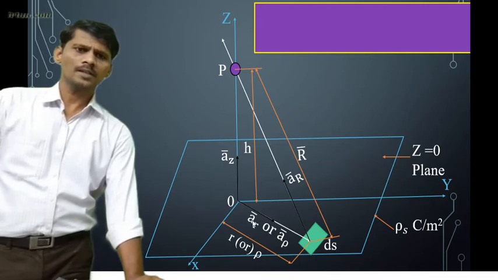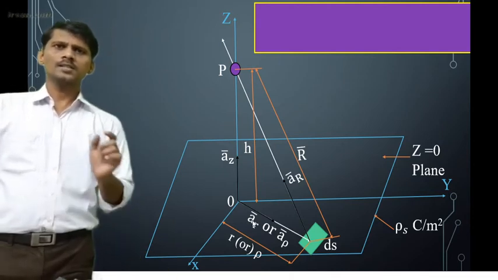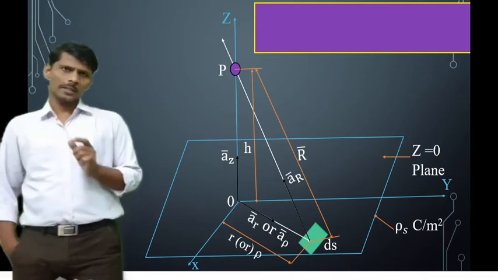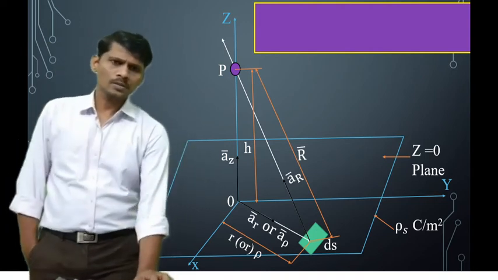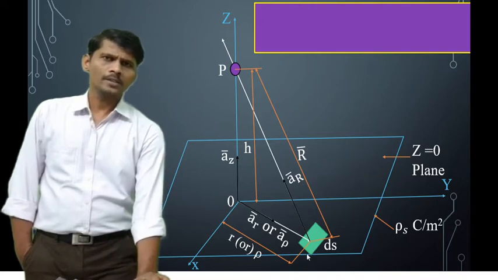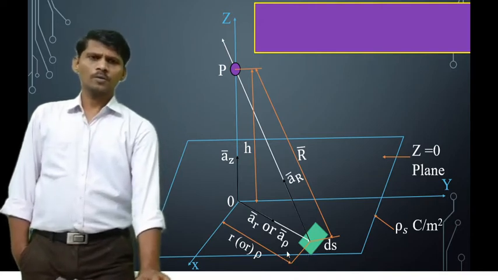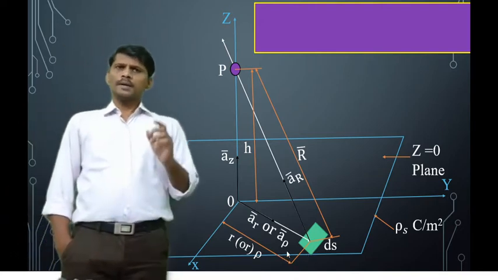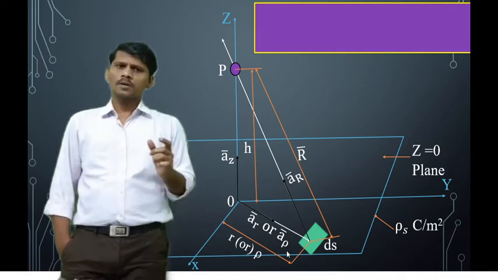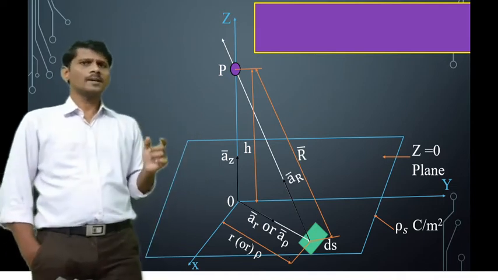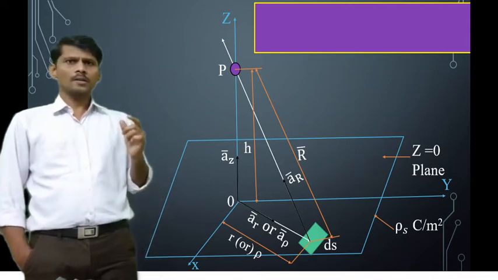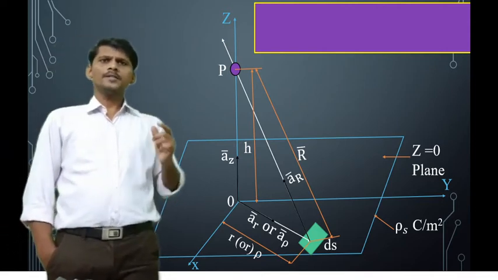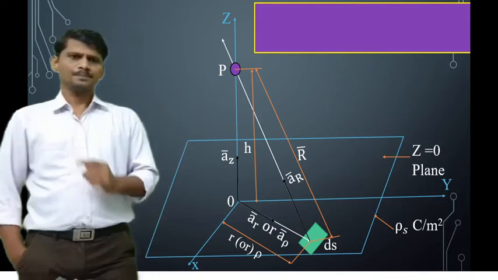So because of that, this unit vector is considered as a negative sign. That is minus a suffix small r bar. So what is the distance from origin to elementary surface sheet? Therefore, the final distance capital R bar is equal to h a_z bar minus rho a_rho bar. So that is capital R bar, the distance from elementary surface sheet to point P.